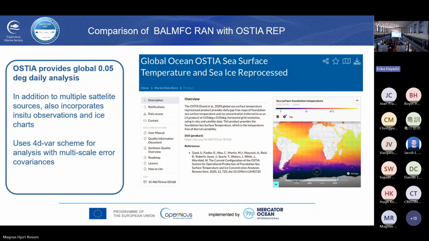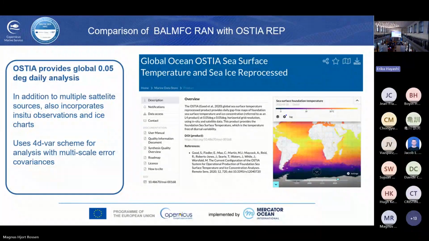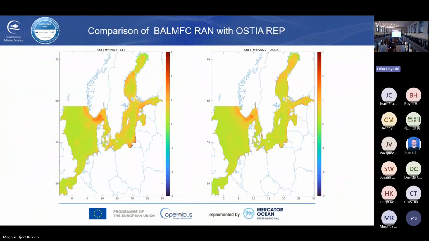So it uses the NEMO-VAR, the 4D-Var system, and it has these NEMO-VAR error covariances, which help a bit to improve the spatial scales. So if we compare our reanalysis to the Ostia and to the level 4, you can't say which product is better. Both, especially monthly mean maps or seasonal mean maps compared to the error standard deviation, are quite similar.